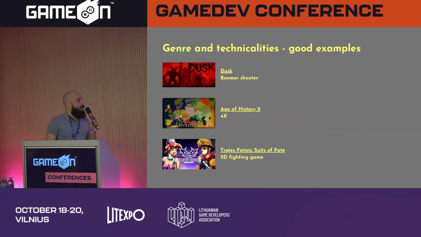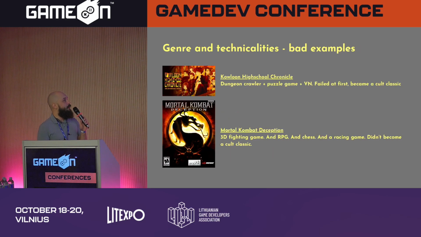Right, so here are pretty well-defined games in terms of genres. We have Dusk, which is a really great boomer shooter. We have Age of History 2, which is a 4X strategy. And we also have Trajes Fatais, Suits of Fate, which is a 2D fighting game. Here are the bad examples.